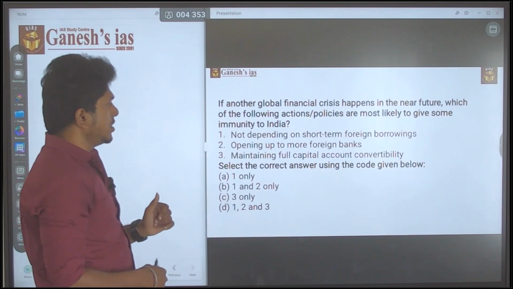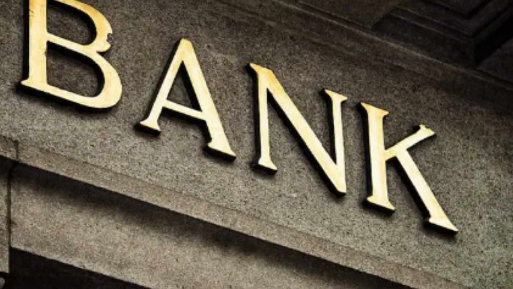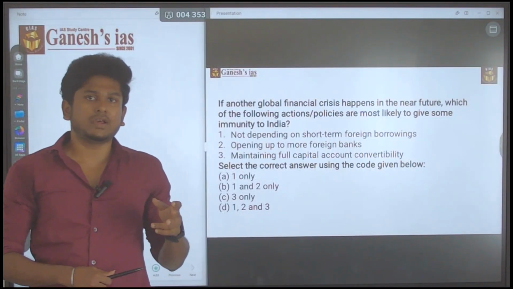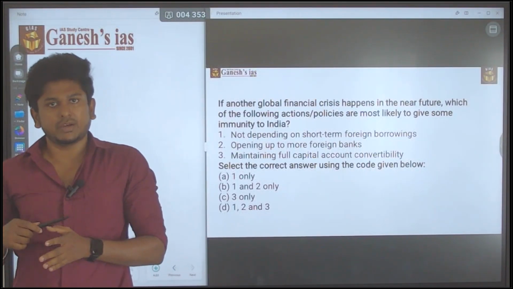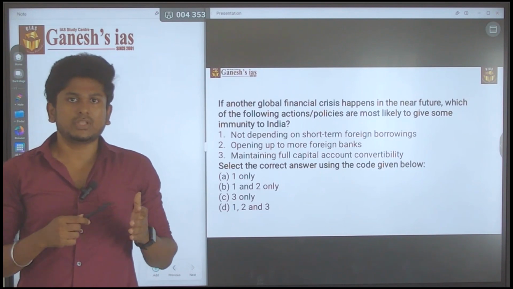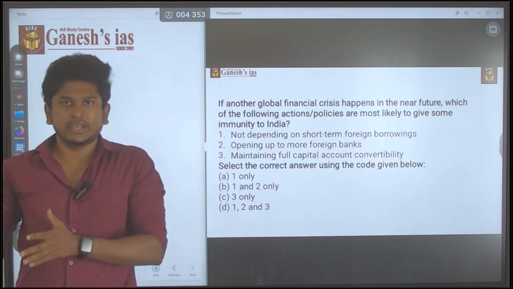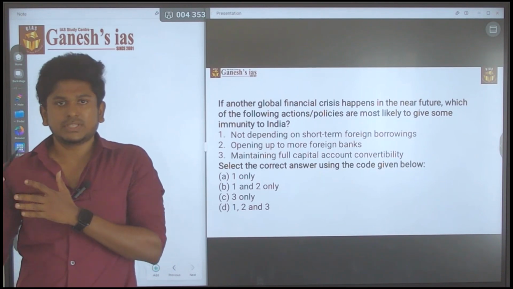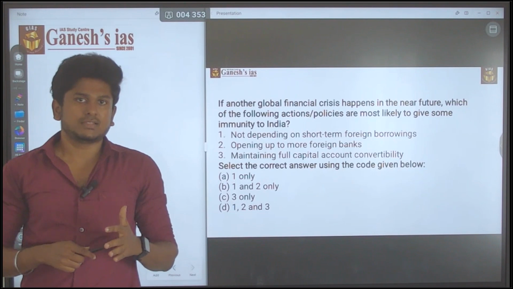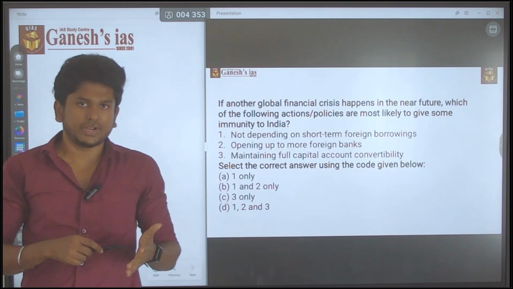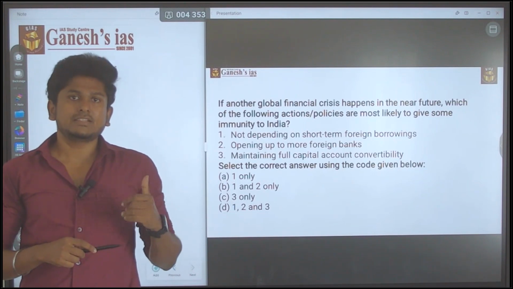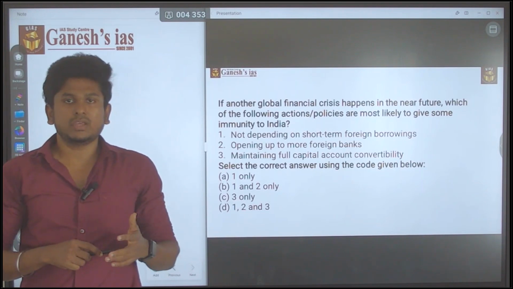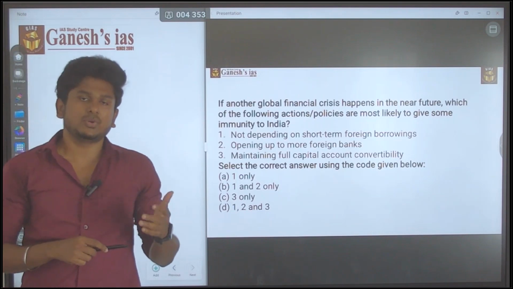Next, opening up to more foreign banks. If you are going to allow more foreign banks to establish in India, consider that you are allowing European banks to establish in India. You are providing a license to that European bank to establish its branches in India. In such a scenario, there is a global financial crisis, or a crisis in a European nation.